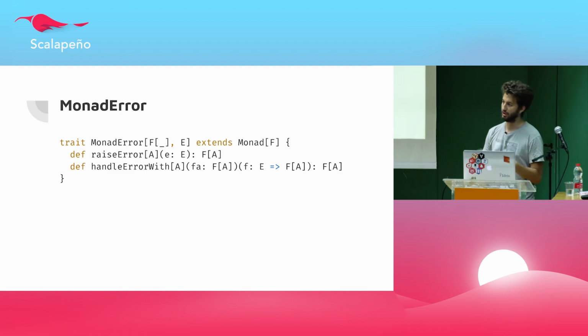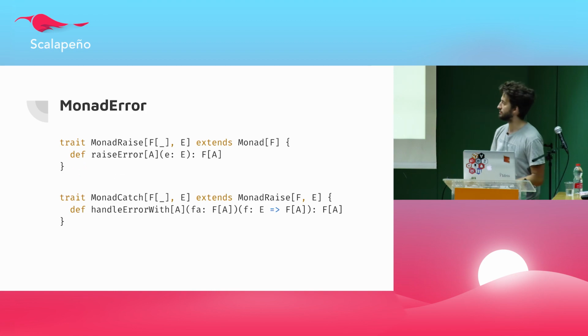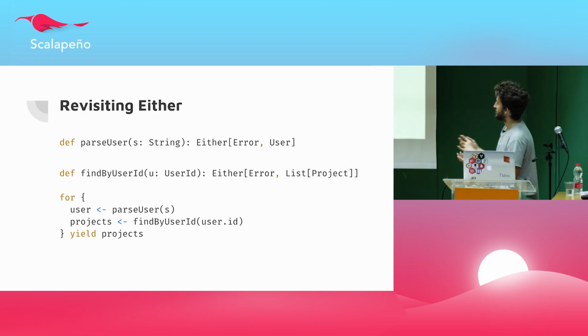Sometimes this is also separated into two separate type classes. We could define this in terms of one type class that raises errors and one type class that catches or handles these errors. In cats, we use the MonadError, but this is also a way to do it, and it might be a bit cleaner. But let's look at the EitherT example and try to rewrite it using this MonadError type class that we just talked about.